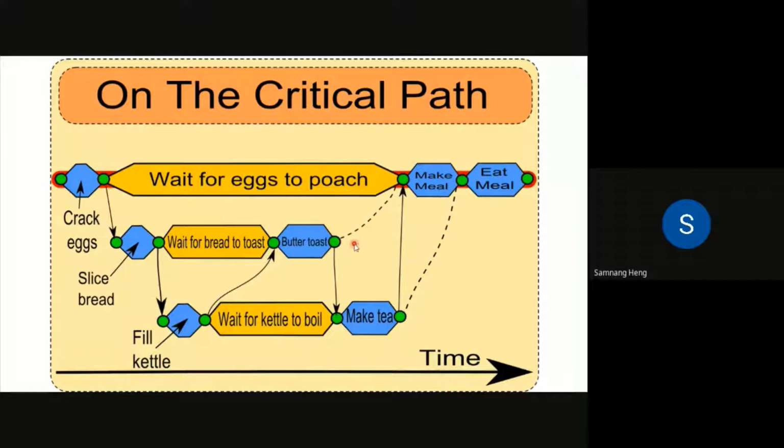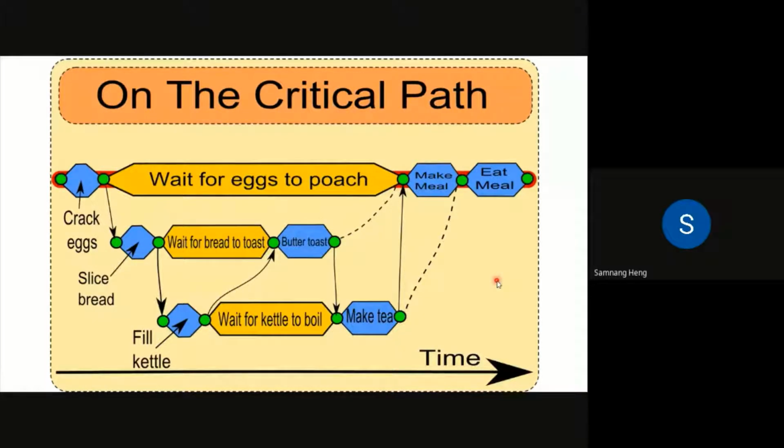Done with the bread, and then they switch to another task. They fill the water in the kettle, wait for it to boil for another 5 minutes, and make tea. Then it's done. If we add up all the time of the individual tasks together, it probably takes hours to make breakfast, right? That would be uncritical path.